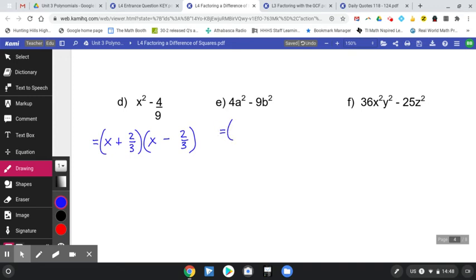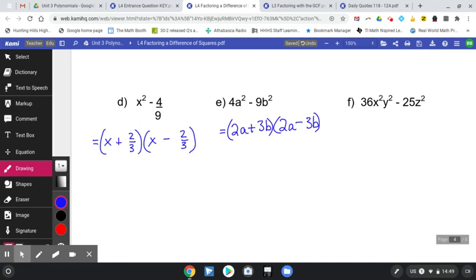Setting up my brackets. Square root of 4a squared is 2a. That goes in the front of both brackets. Square root of 9b squared is 3b. Putting that in the back of both brackets. One is add and one is subtract.